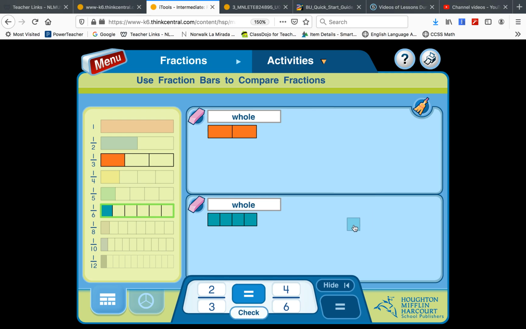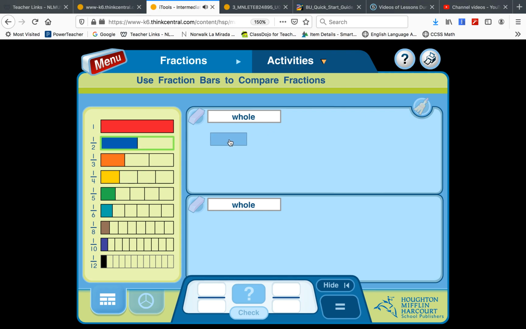Before the break, before school closure, I taught the students a trick to figure out if something's equivalent. You multiply the top and the bottom by the same number. Now, if I multiplied 2 times what equals 4? 2 times 2 equals 4. Then I have to do the same times to the bottom. 3 times 2 does equal 6. These are equivalent fractions. Sweep it clean.